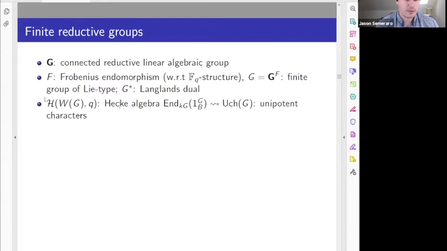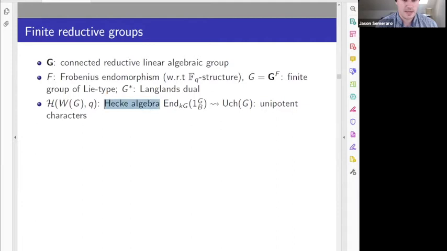What will be particularly important for us today is this Hecke algebra, which one can attach to a finite group of Lie type. In fact, rather to the Weyl group of that finite group of Lie type, which I'm going to denote by W of G. And this algebra can be realized inside the group, if you like, as the endomorphism algebra of the induced representation from the Borel subgroup of G up to G.